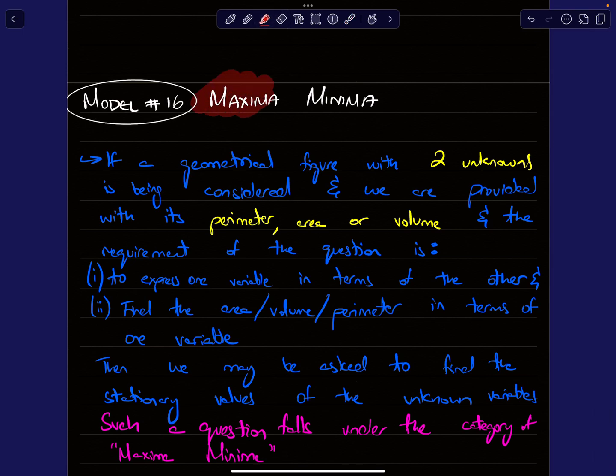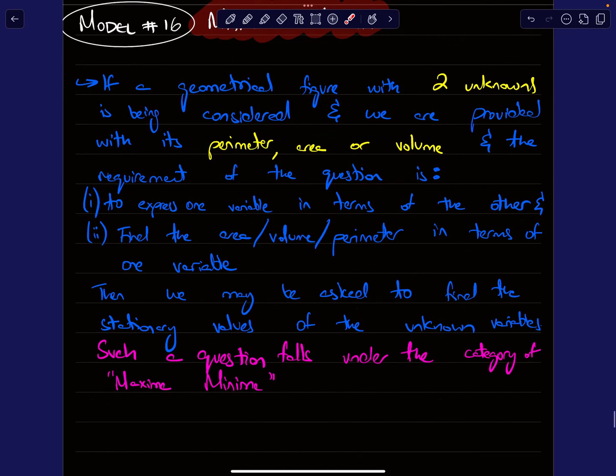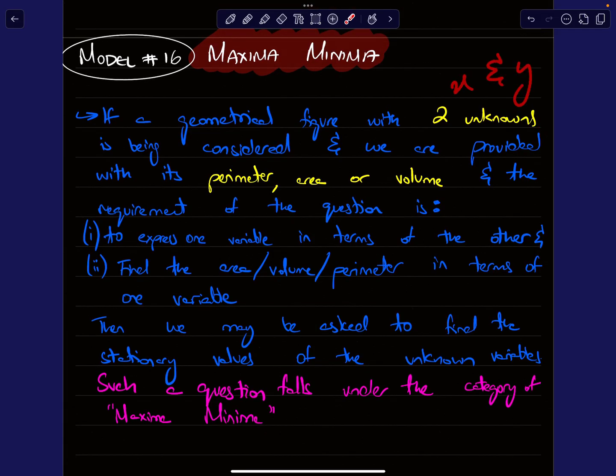Alright, so maxima minima. In questions relating to maxima minima, we will be provided with a geometrical figure with two unknowns, and we will be given its perimeter, area, or volume. The requirement would be to express one of these two variables in terms of the other. That is, if we have x and y, we can be asked to express x in terms of y. That would be x is equal to y something, or let's say y squared plus y, something random.